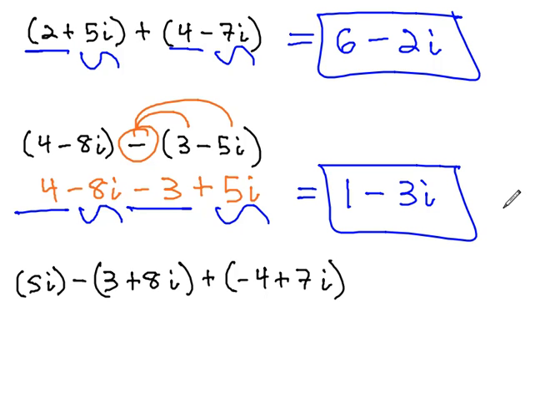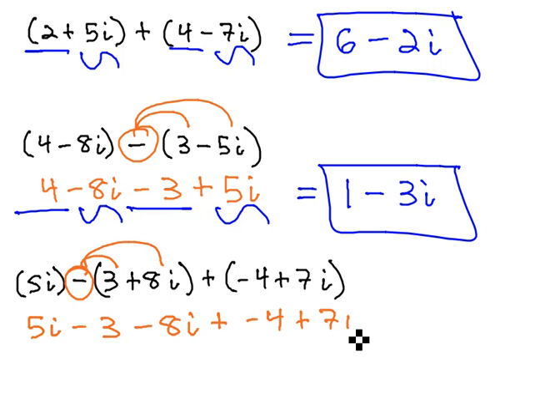This last example has addition and subtraction in it. 5i minus 3 plus 8i plus negative 4 plus 7i. And again, we'll see the same pattern as we'll distribute any negatives through parentheses, and then we can combine like terms. Take the negative in the middle through that parentheses, and we end up with 5i minus 3 minus 8i plus negative 4 plus 7i.